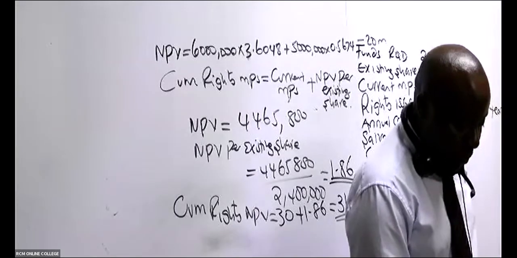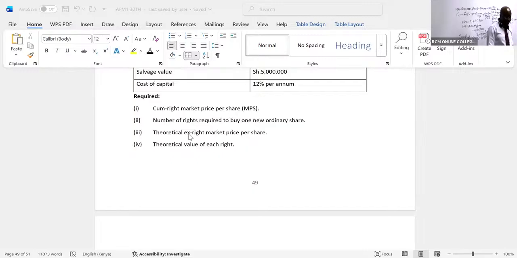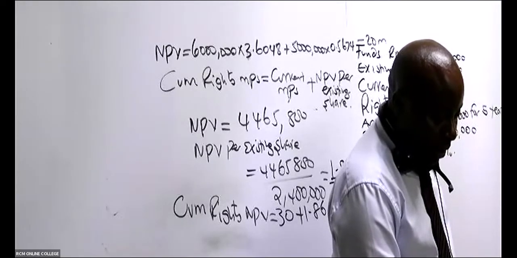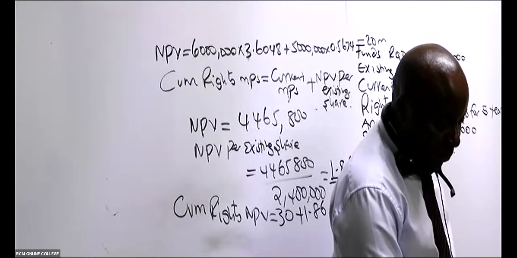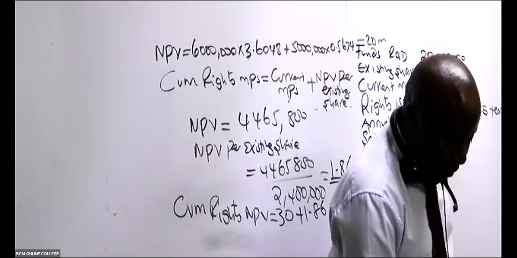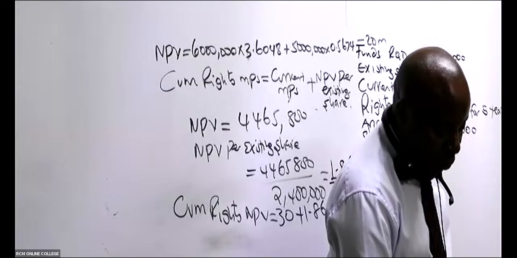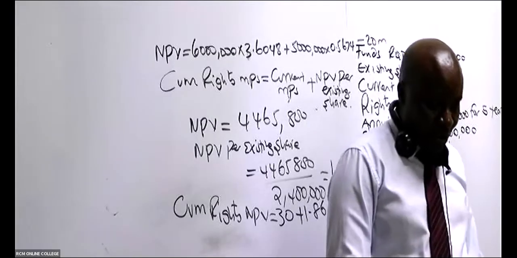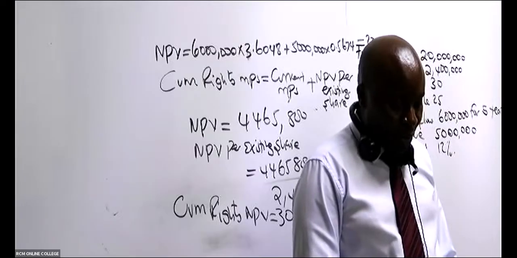So the next question, what do they want us to do really? They want us to give them the number of rights required to buy one new ordinary share. Write it there as a title: number of rights required to buy one new ordinary share. How many rights do we need to be able to buy one new ordinary share? So how shall we be able to do this really?